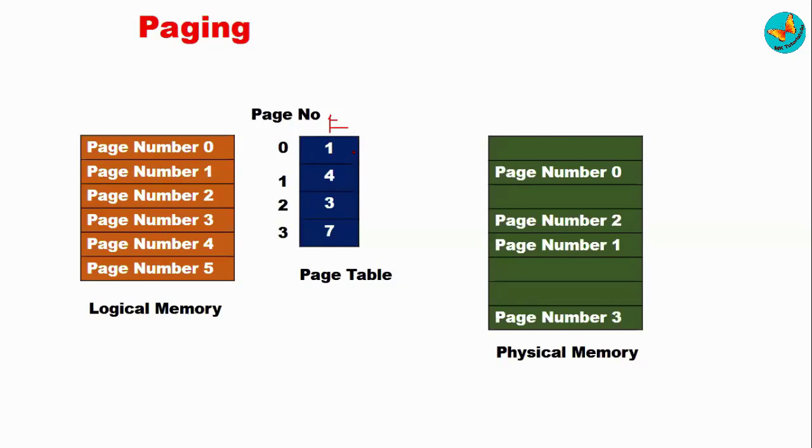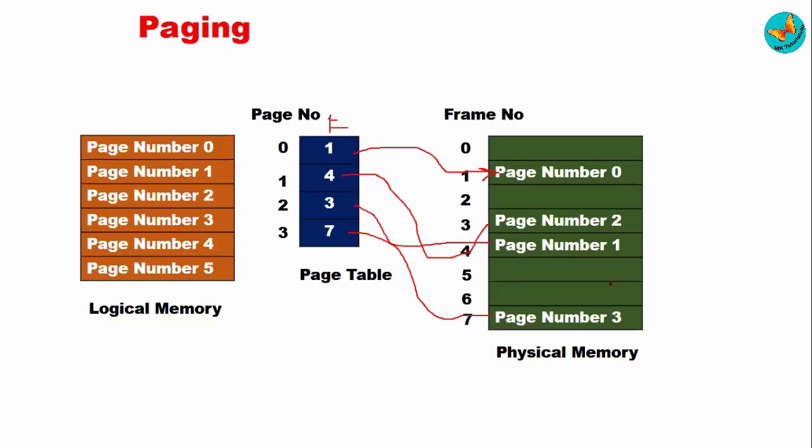Then suppose page 1 is there, it will be put here, and this one is put here. So in this way mapping is done. What we are doing is that virtual memory is divided into pages, then a page table is maintained, and then this virtual address is mapped to the physical address. So obviously this requires some conversion. I've just given you a brief idea of how paging works.